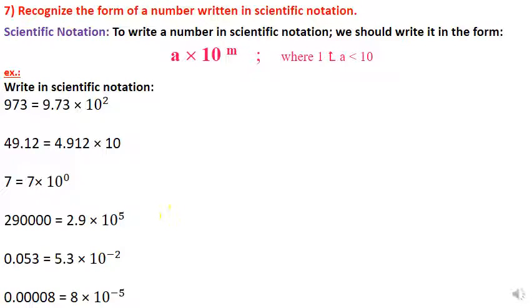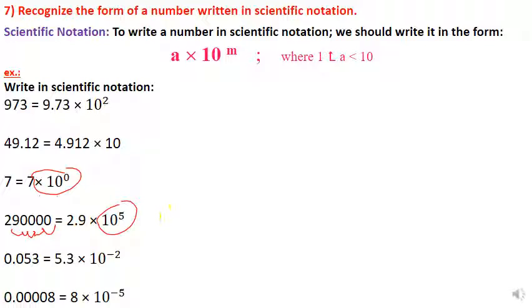Okay, now we have 7. 7 is already in scientific notation because 7 times 10 to the power 0 is 7. So this is the scientific notation of 7. Then 290,000. So the point is here, I have to go back 1, 2, 3, 4, 5. So 2.9 times 10 to the power 5 because I moved 5 times to the left.